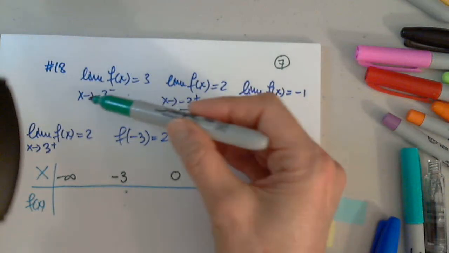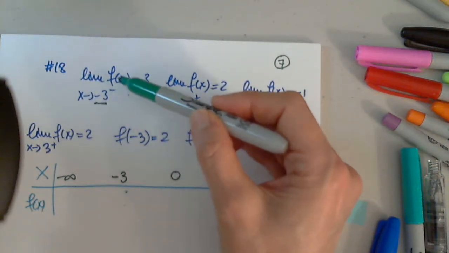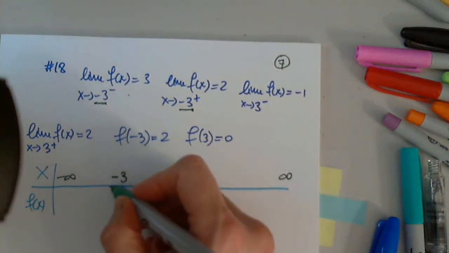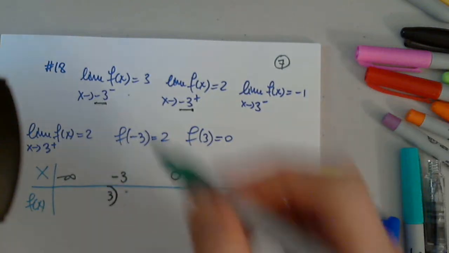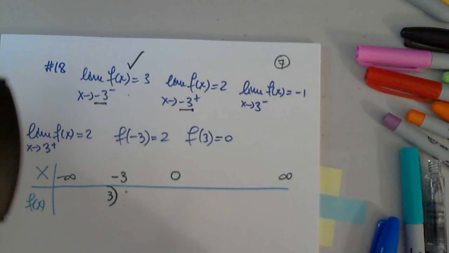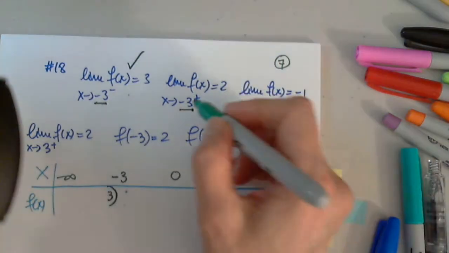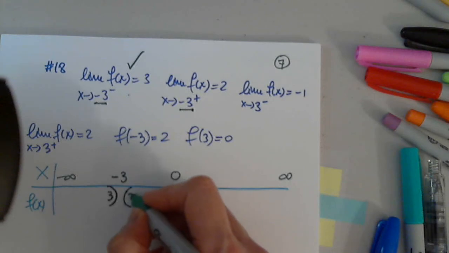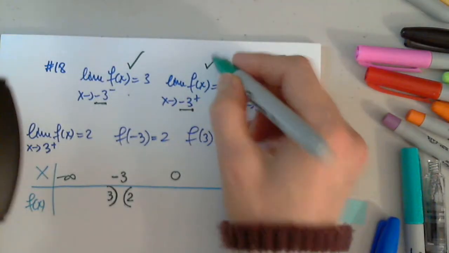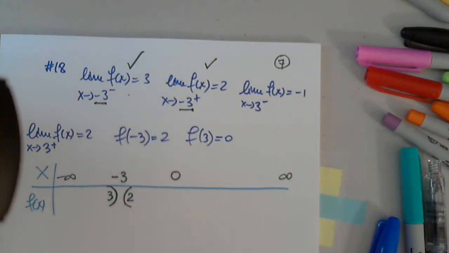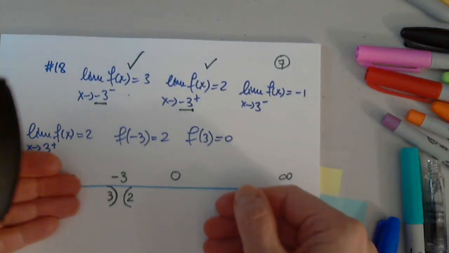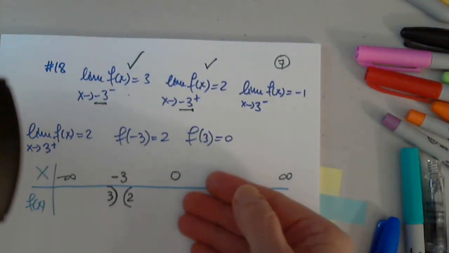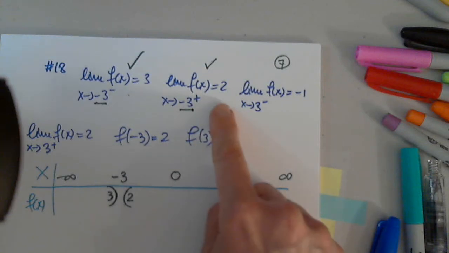So the limit as x approaches -3 from the left, with a parenthesis, is 3. This is included already. Negative 3 from the right is 2, with a parenthesis. This is included already. So let's see what we established. The limit from the left of negative 3 is 3. The limit from the right of negative 3 is 2.